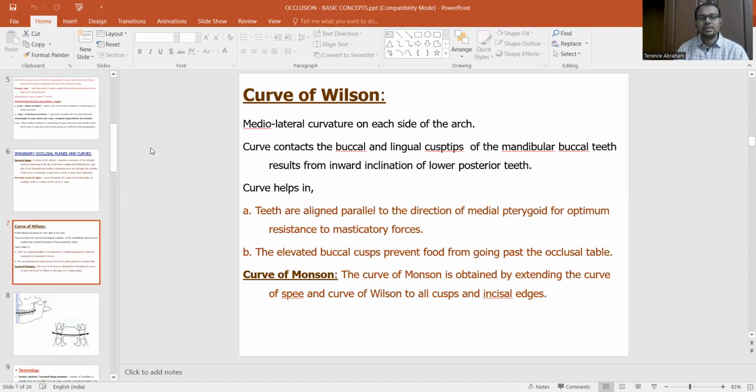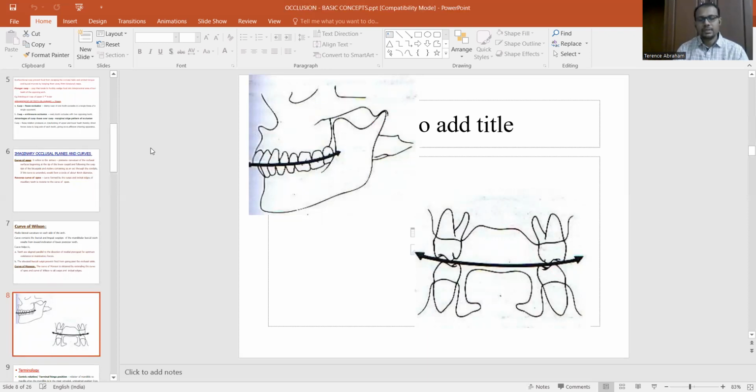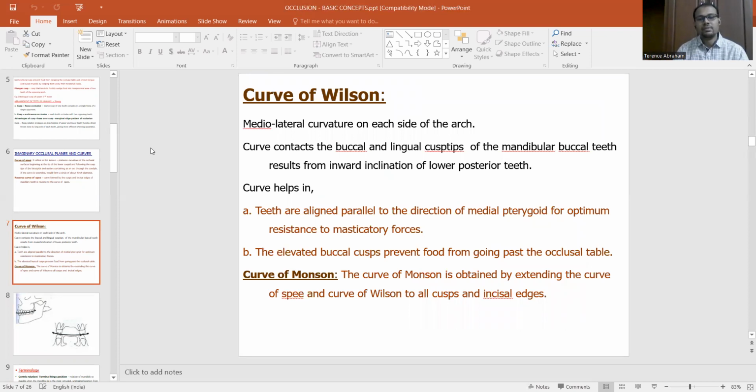What is the curve of Wilson? In the second figure, the lower figure, you can see it is a mediolateral curvature formed between the buccal and lingual cusps of the lower posterior teeth. In this curvature, there is a lingual inclination of the lower posterior teeth, which helps to direct the forces parallel to the medial pterygoid muscles. So it is a mediolateral curvature on each side of the arch. The curve contacts the buccal and lingual cusp tips of the mandibular posterior teeth, which results in lingual inclination of the lower posterior teeth.